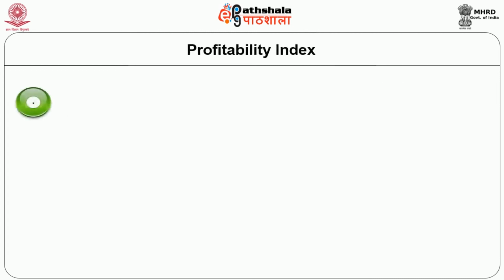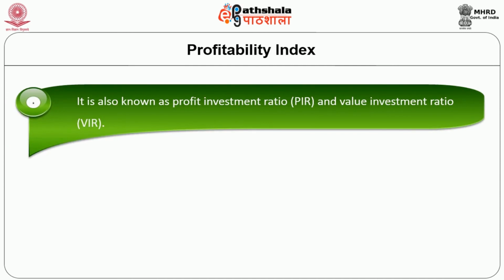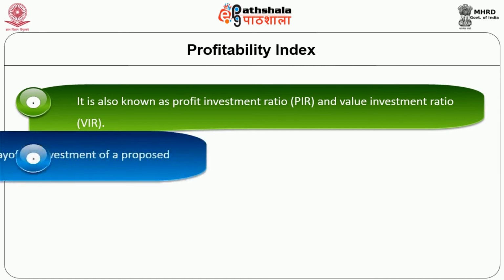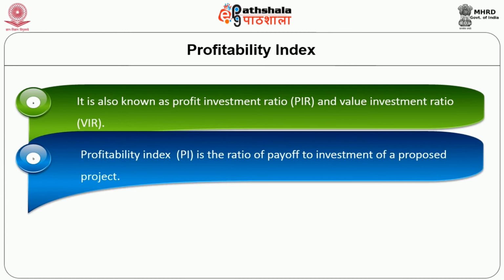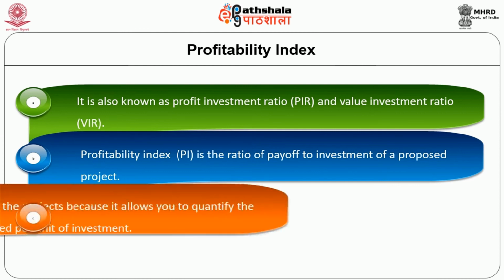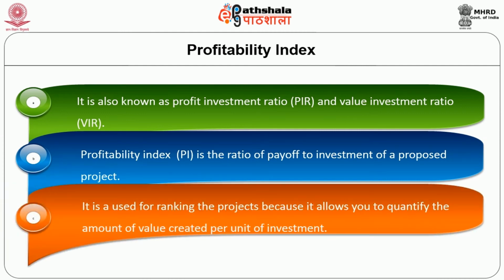Profitability index. It is also known as profit investment ratio, PIR, and value investment ratio, VIR. Profitability index, PI, is the ratio of payoff to investment of a proposed project. It is used for ranking projects because it allows you to quantify the amount of value created per unit of investment.